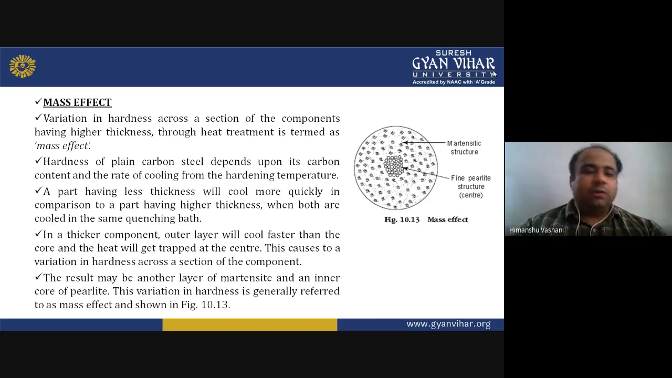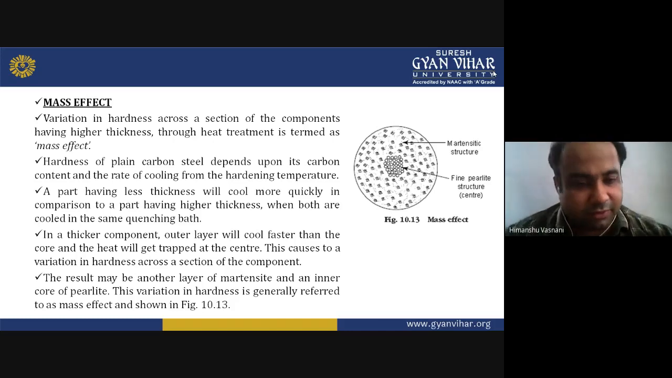So the thicker component's outer layer will cool faster than the core, and the heat will get trapped at the center. Now this is an important thing. In thicker components, the outer layer becomes cool faster than the core, and the heat is trapped at the center of the core. So this causes a variation in hardness across the section of the component. The result may be an outer layer of martensite and an inner core of pearlite.